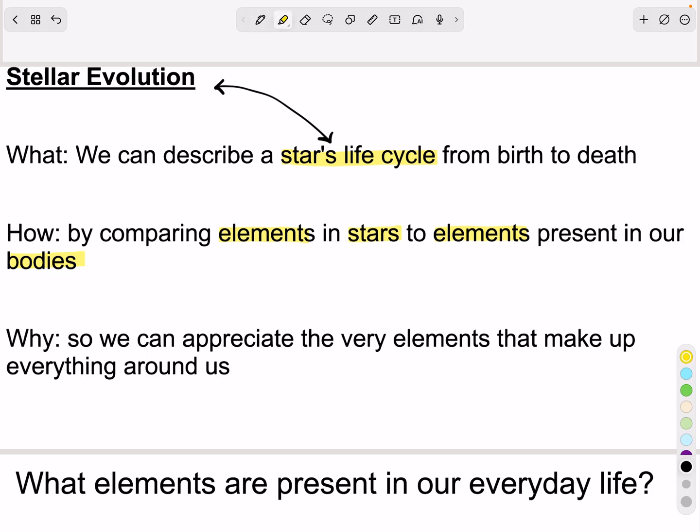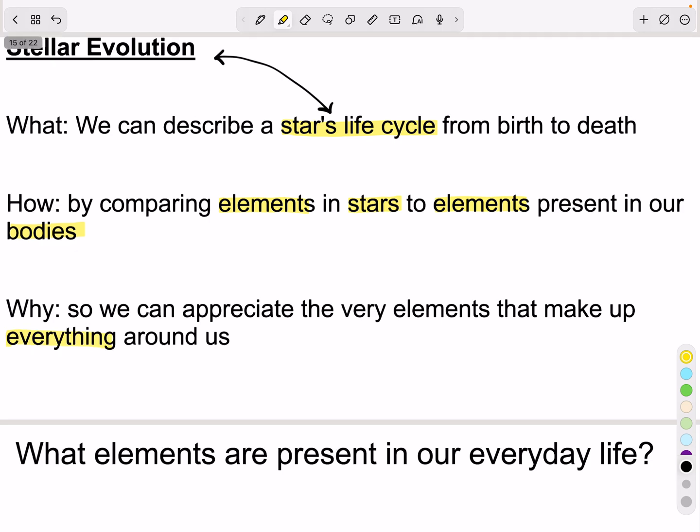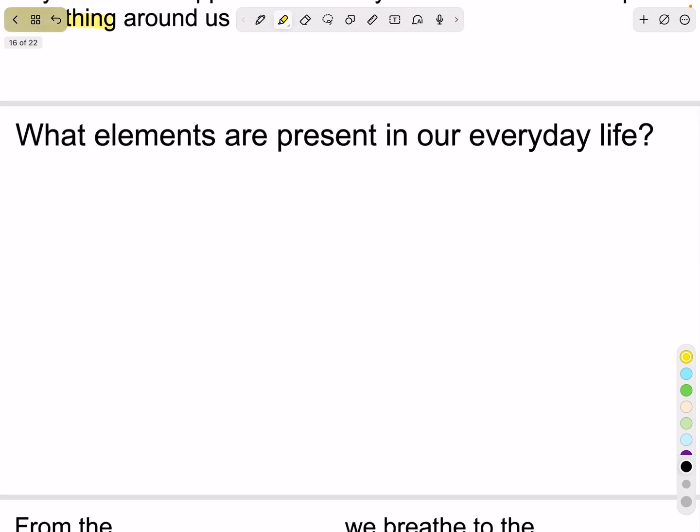This is so we can appreciate the very elements that make up everything around us. So my first question is, what elements are present in our everyday life? If you look around the room, you'll see the periodic table of elements. You can look at that to help you, but I'm going to give you some think time. Just a quick pause. What elements are present in our everyday life? So hopefully we have some in our brains.